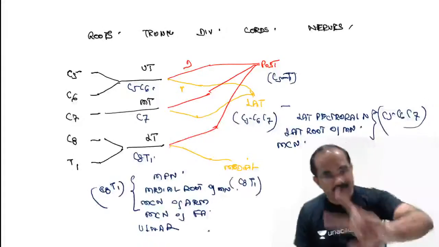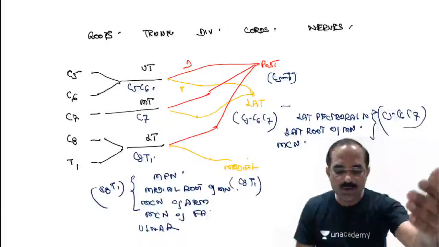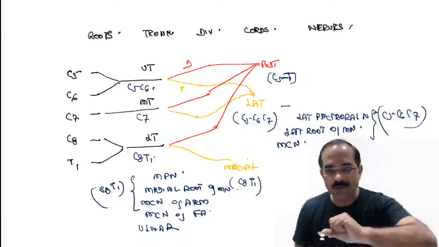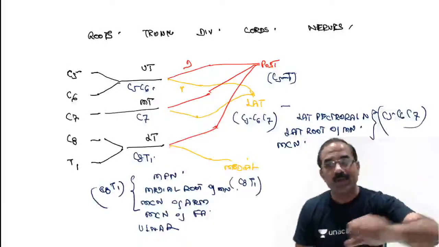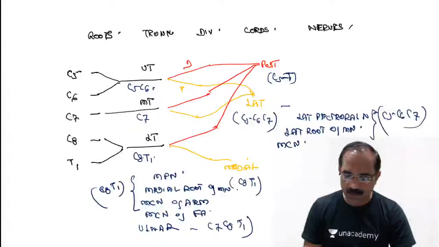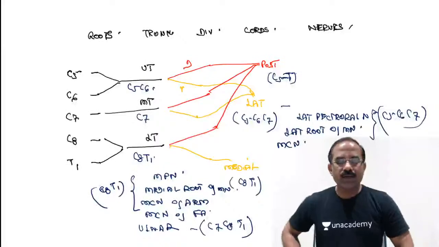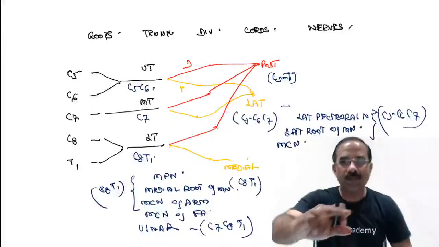So students, the ulnar nerve is a branch of which cord? Medial cord. So the root value of the ulnar nerve should have been what? C8 and T1, correct? But the root value of the ulnar nerve is C7, C8 and T1. Remember this, this is a very, very important MCQ. The root value of the ulnar nerve is different. It's C7, C8 and T1.